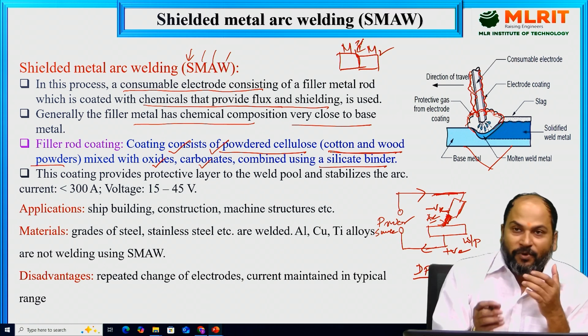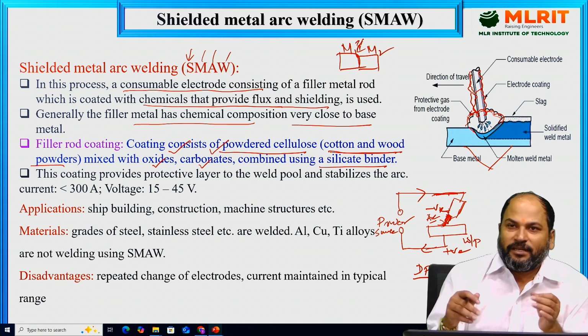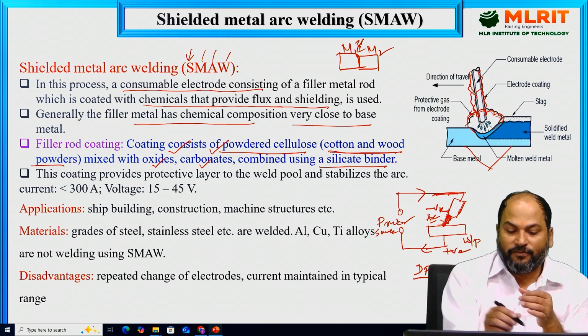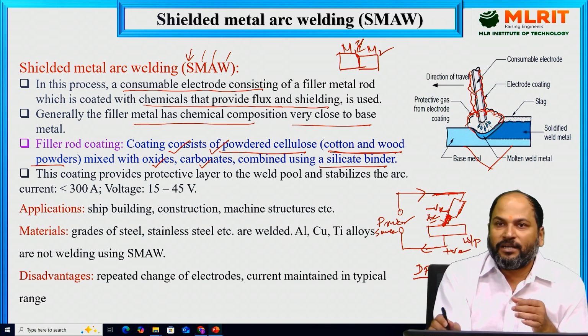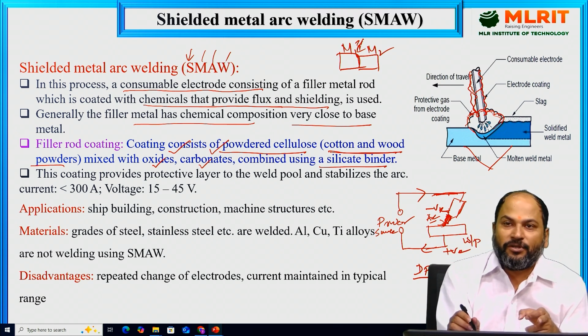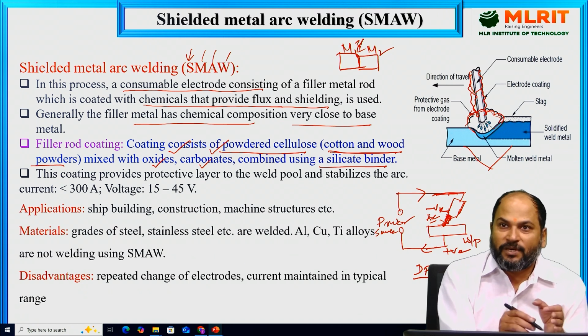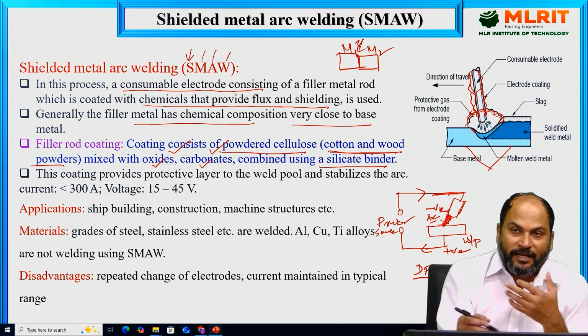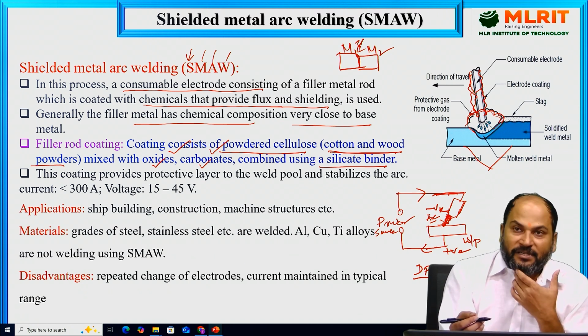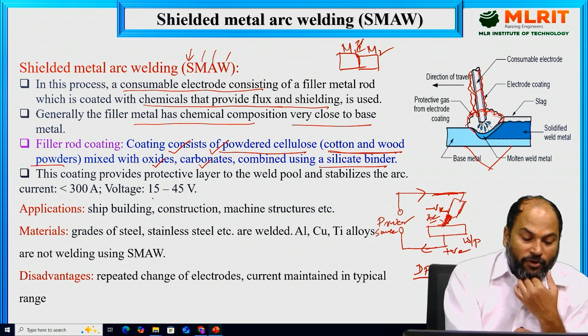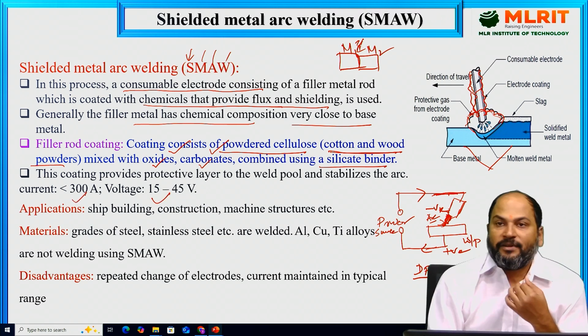What is the current value? Many parameters are there. For example, this is the torch I am using for welding, so I have to move this. Now, speed also plays a very important role. What is the speed of the torch, meaning what is the welding speed? Similarly, other parameters are there. What is the voltage that we are using? What is the current we are using?